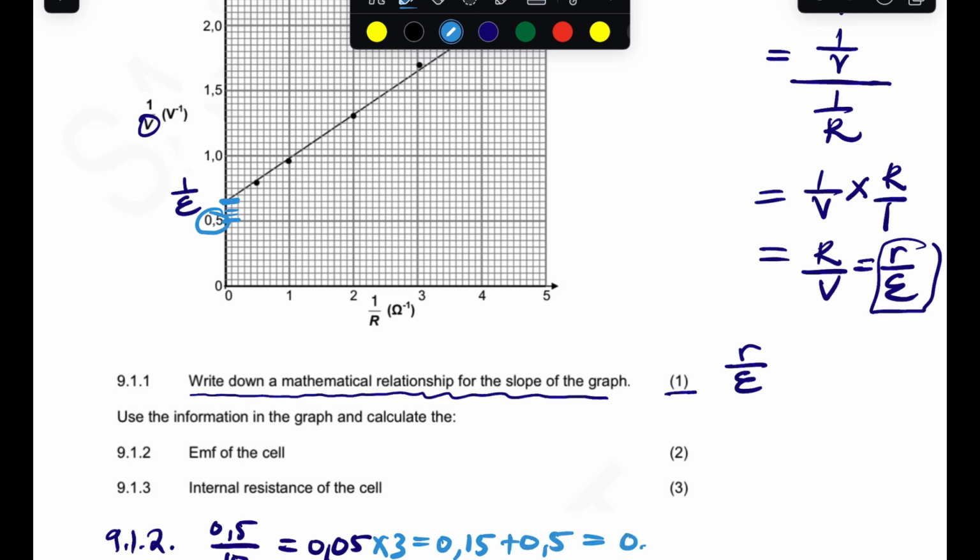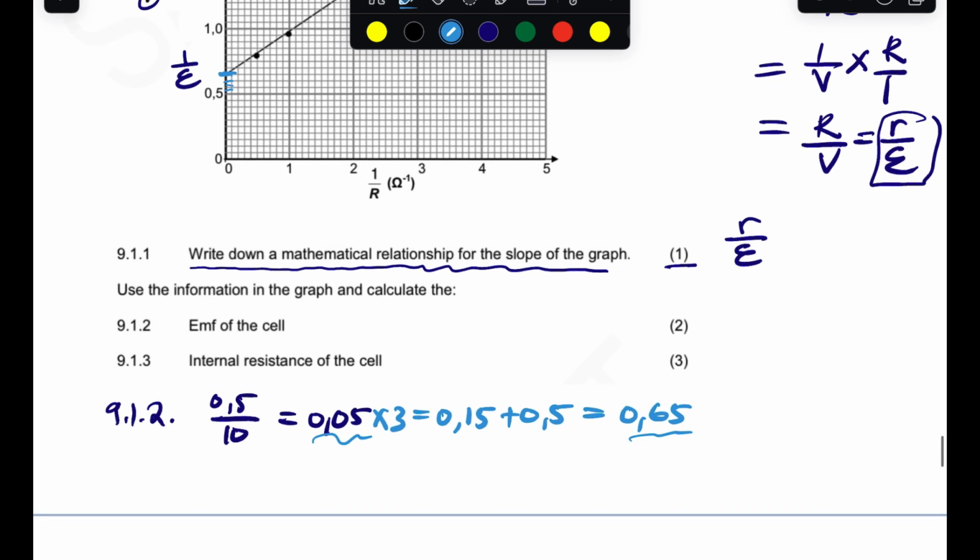Which is going to be 0.65. So what it means here, guys, from 0.5 there to there, it's 0.65, but it's an inverse, right? It's an inverse. So this simply means that 1 over EMF is 0.65.